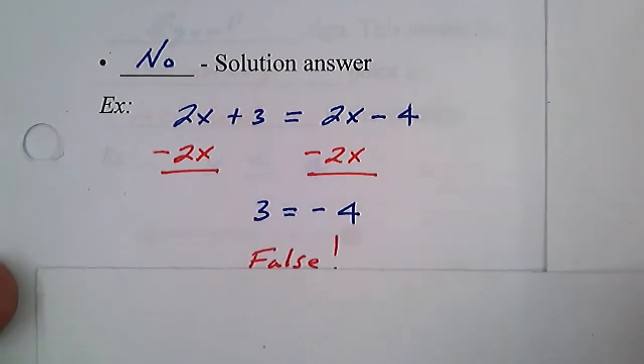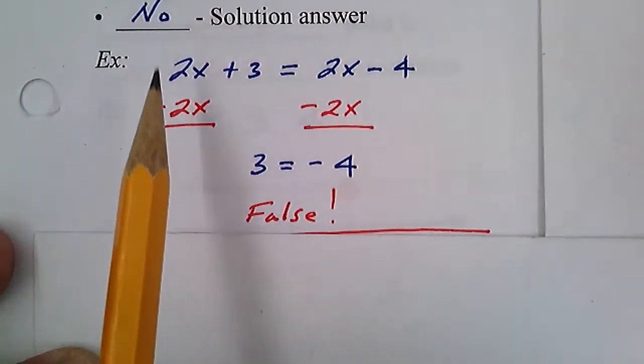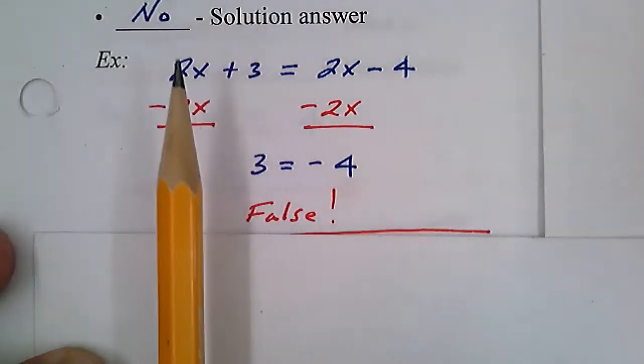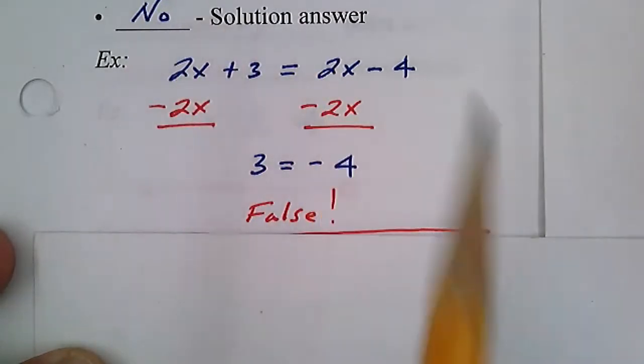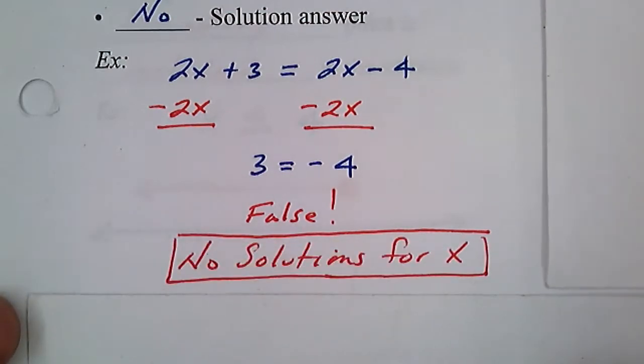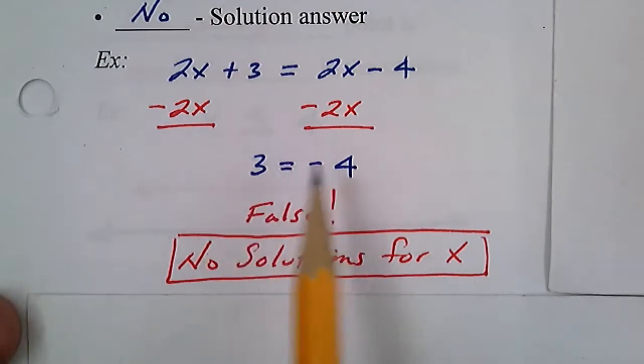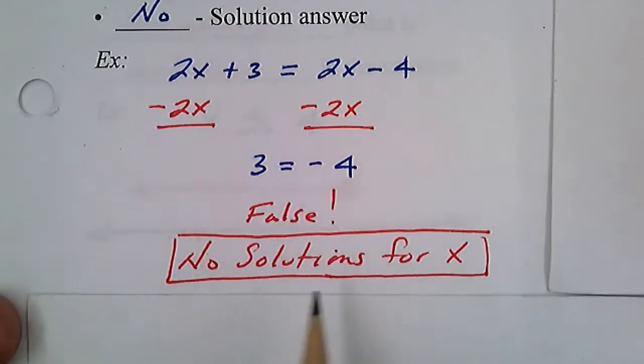And since that is false, and our variable has been canceled out, we have no variable. So we would say there are no solutions for x because we got a false statement. This is false, it's not true. So if you get a not true statement, then there's no solutions.